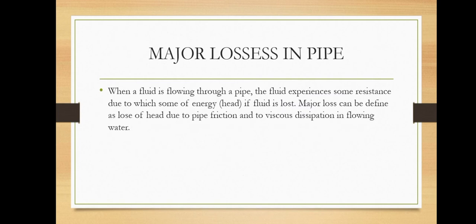And now we're talking about major loss in a pipe. When the fluid is flowing through a pipe, the fluid experiences some resistance due to which some of the energy, heat, of the fluid is lost. Major loss can be defined as loss of heat due to pipe friction and to viscous dissipation in flowing water.